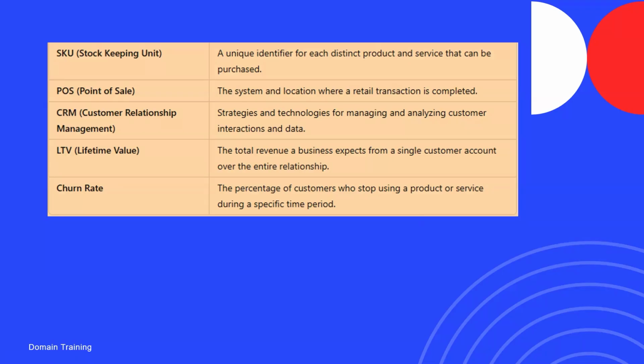So churn rate, a percentage of customers who stop using a product during a specific time. That is the churn rate. So how much sale you make with that particular product during that specific time, maybe in the flash sale or during the markdown sales, right? How much revenue you could get out of that particular customer. That is the churn rate.